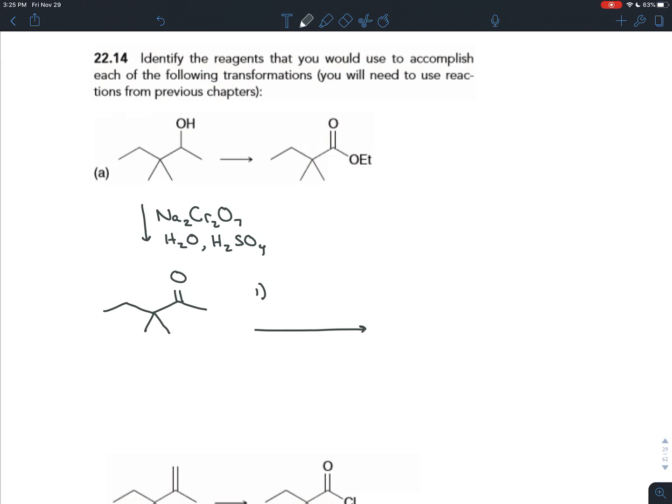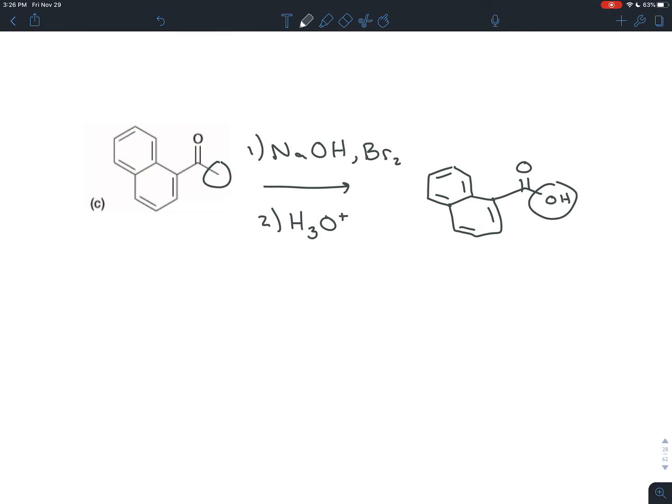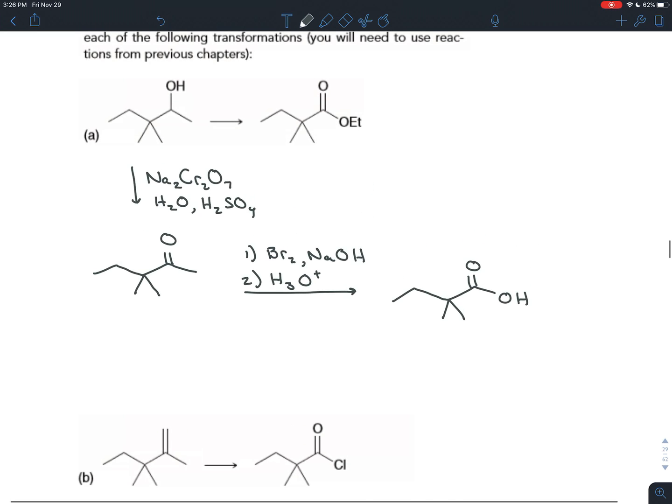So the first thing you would want is to treat it with bromine and sodium hydroxide, and then follow that up with hydronium. And that replaces that methyl group with an OH, just like we were drawing above in the previous exercise. So you can see that's what we were doing above. We just took that methyl group, replaced it with an OH by using this haloform recipe. So that gives us the carboxylic acid, which isn't exactly what we want. We want the ester. We want to replace this OH with an OEt.